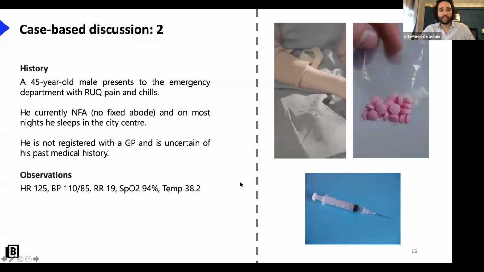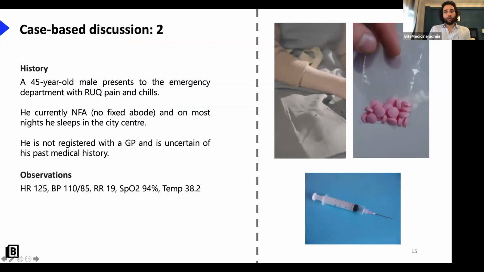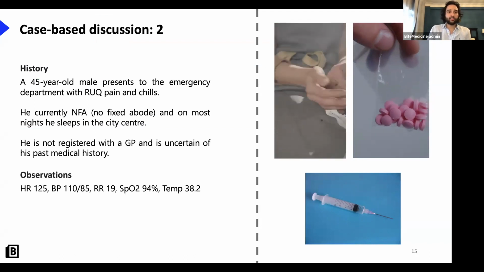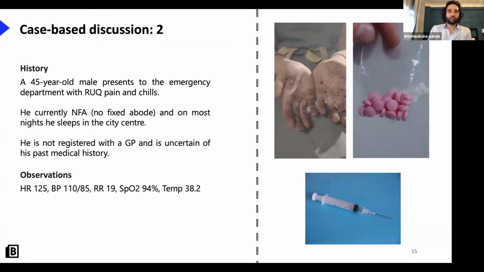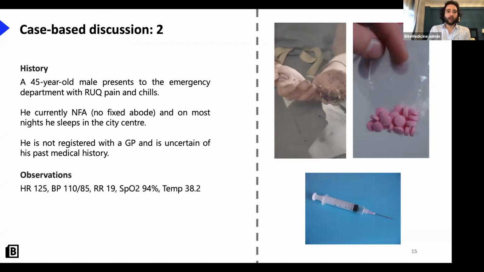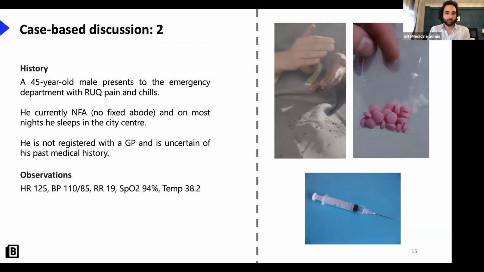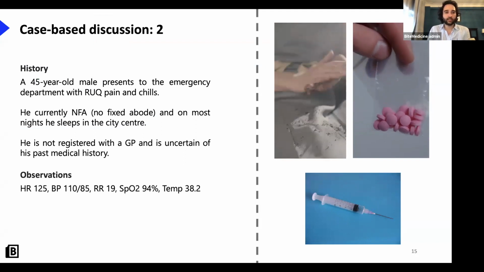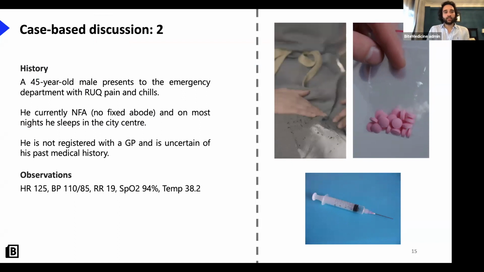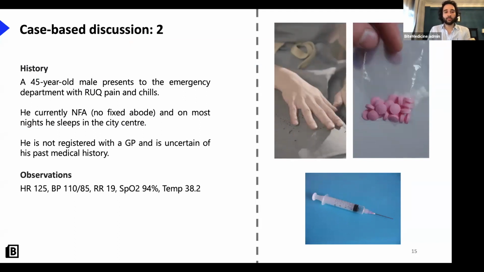Nice. So thinking a little bit more about right upper quadrant pain now. A 45-year-old male has presented to the emergency department with right upper quadrant pain and chills. He's currently of no fixed abode, which means, in other words, he's homeless, and on most nights he sleeps in the city center. He's not registered with a GP and is uncertain of his past medical history.